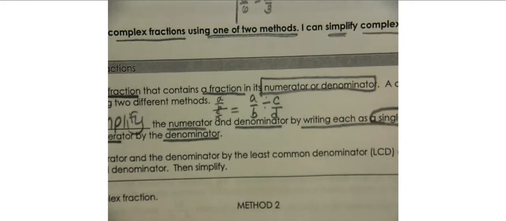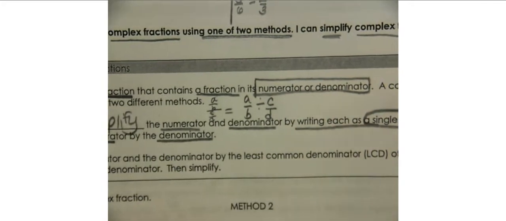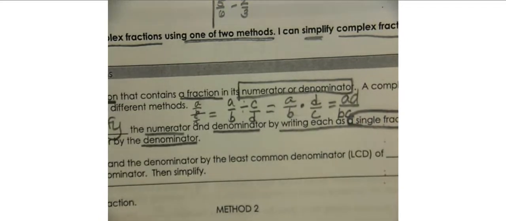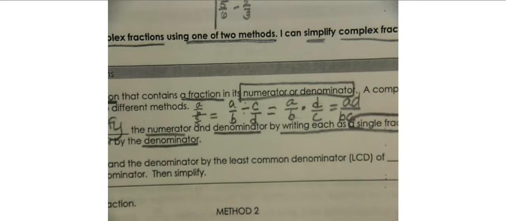And whenever you divide fractions, we know that we always multiply by the reciprocal. So that's going to be A over B times D over C. And whenever you multiply fractions, we always multiply straight across. So this is going to be AD over BC. So that's what we're going to do for method number one.